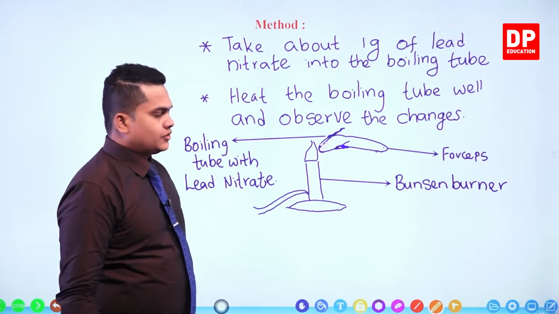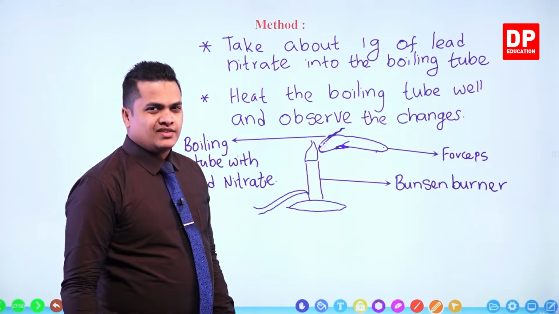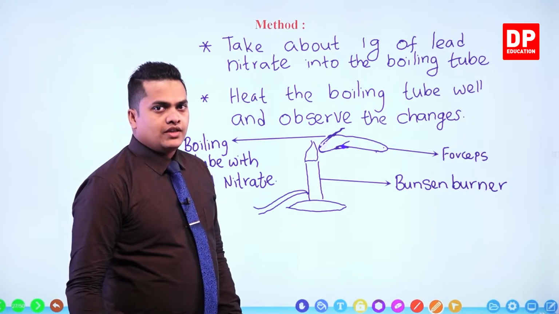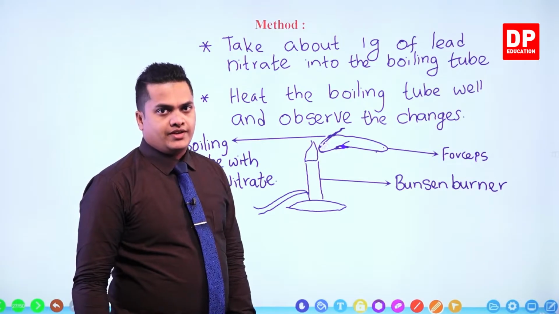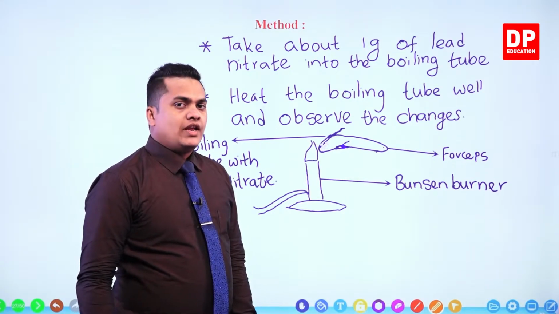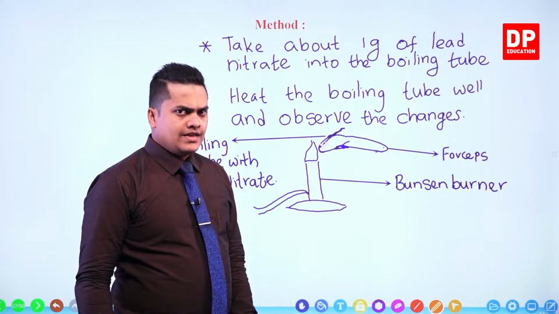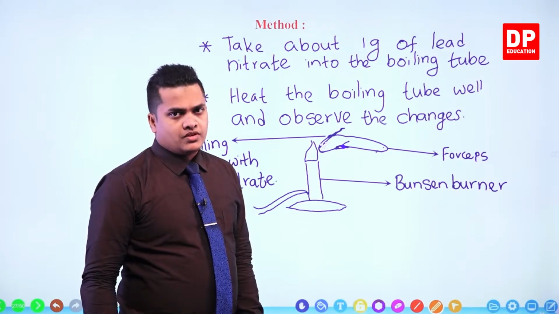Right. So this is the method of doing the activity. It's a really simple activity. The only thing you need to find is the type of chemical, the lead nitrate, and you have to heat it to get the necessary observations. So we'll head on to the lab, heat this lead nitrate, and see what our observations are.